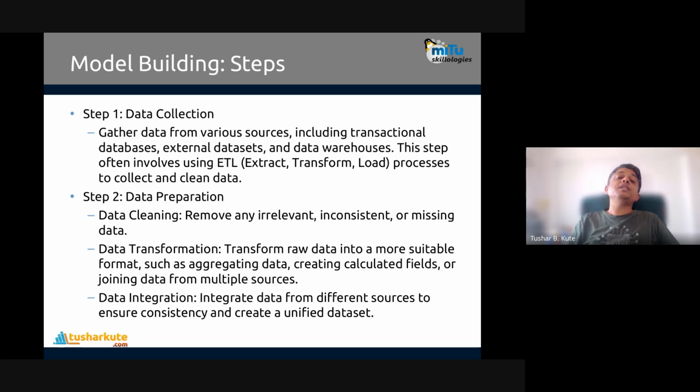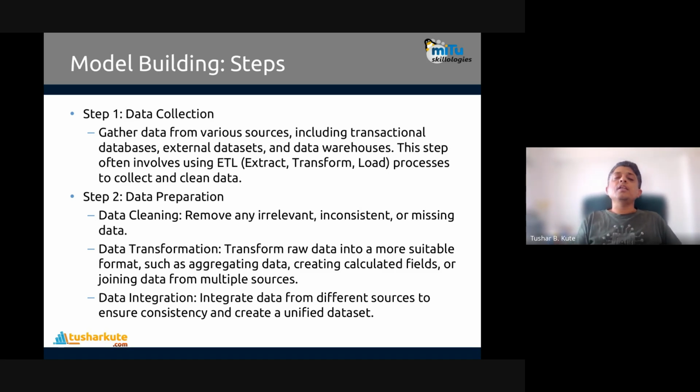Because we have to represent data in a format which is easily understood by the model, data preparation is required. There are three steps present in data preparation. First is data cleaning, second is data transformation, and third is data integration, which can be done in building the model.